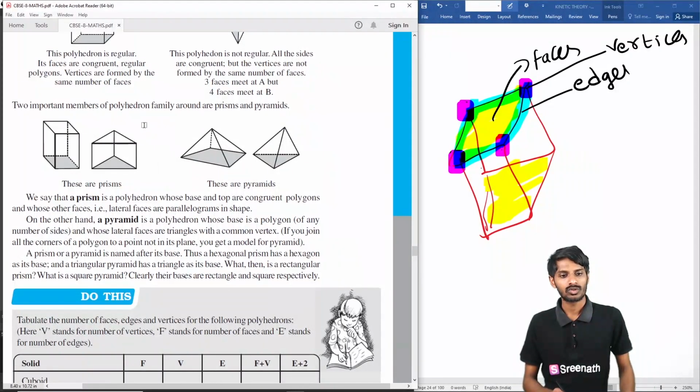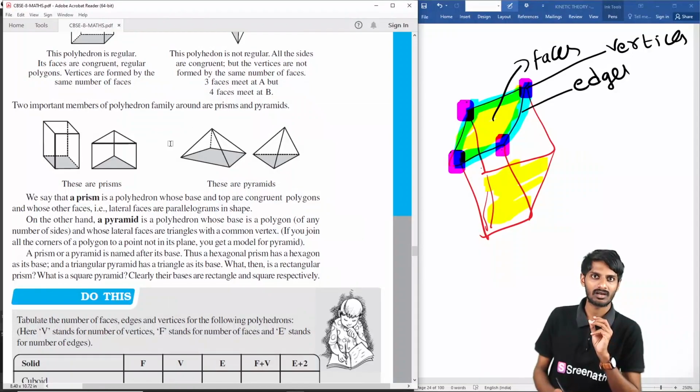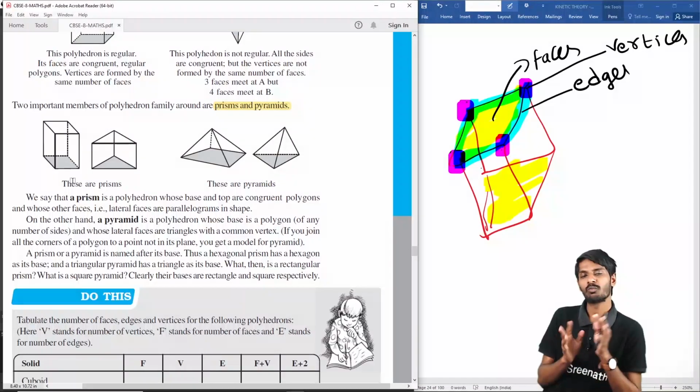And two important members of the polyhedron family are, what are the important polyhedron families? Prisms and pyramids. These are the prisms and these are the pyramids. So what is a prism and what is a pyramid? Both are polyhedrons.